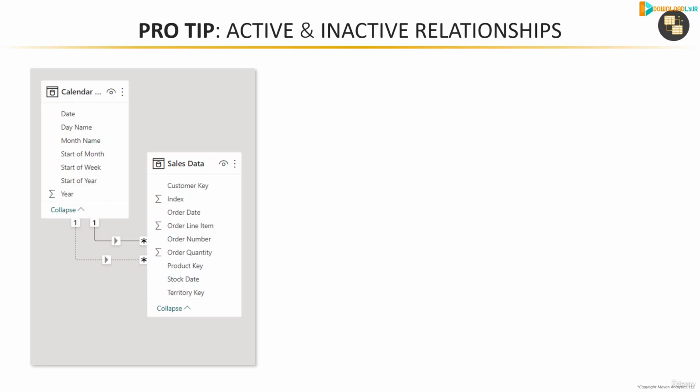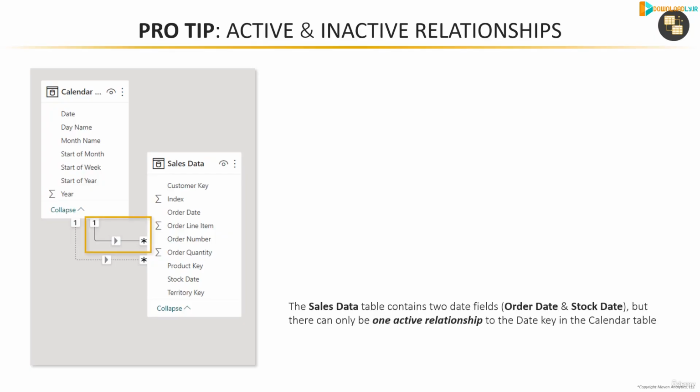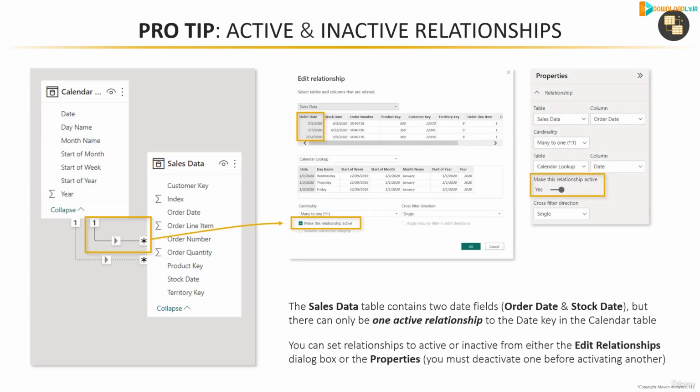And like we talked about, we had two different date fields in our sales data, the order date and the stock date. But here's the thing, there can only be one active relationship to that primary date key in the calendar table. And that's why we see one relationship with a solid line and a second relationship with a dotted line. Now, to switch a relationship from active to inactive or vice versa, you can simply double click to open the Edit Relationship dialog box or access this setting from the Properties pane.